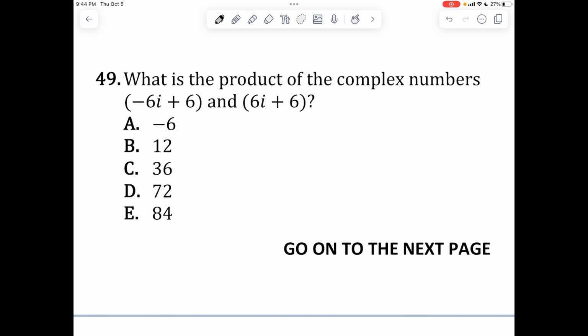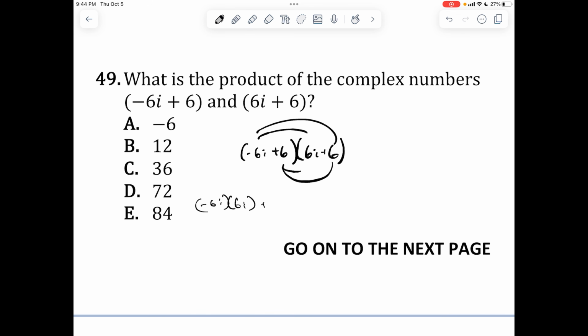What is the product of the complex numbers here? Just multiply them. It's the same thing as foiling. So you're going to do first, outer, inner, last. Negative 6i times 6i plus negative 6i times 6 plus 6i plus 6 times 6. Okay, this is going to give you negative 36i squared minus 36i plus 36i plus 36.